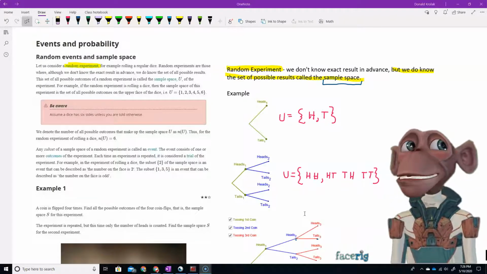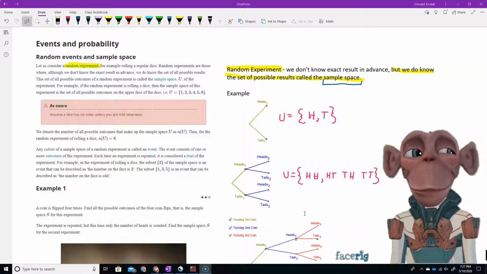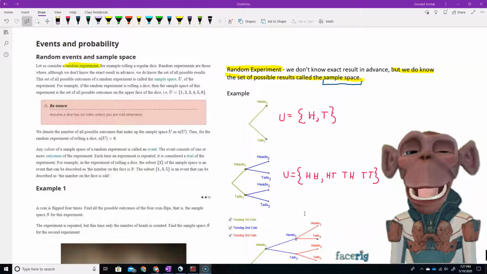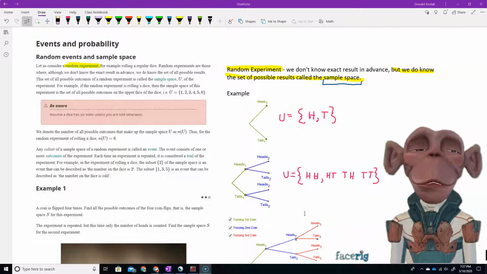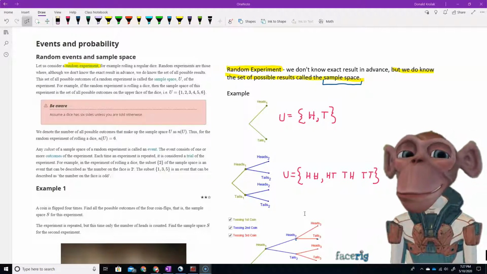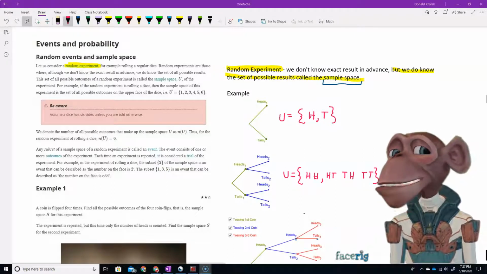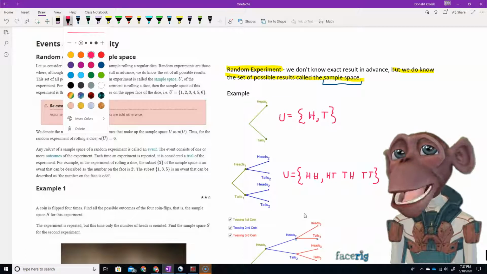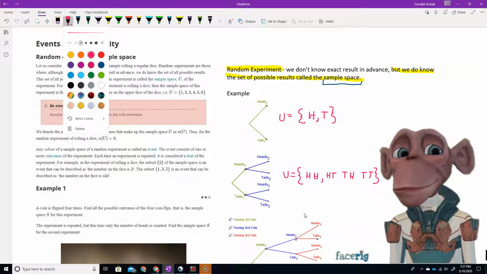Alrighty. When we talk about a random experiment, that just means it's something that we don't know how it's going to end up. We don't know what the result is at the end. We do know what the possible results are. Those possible results are called the sample space. So we take a simple example like flipping a coin once. Our sample space is either a heads or a tails.